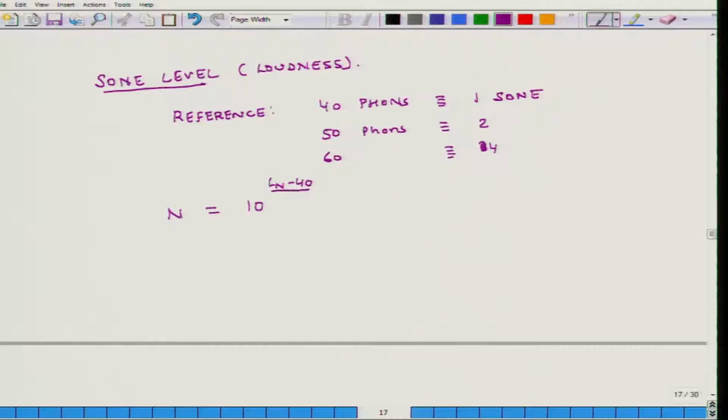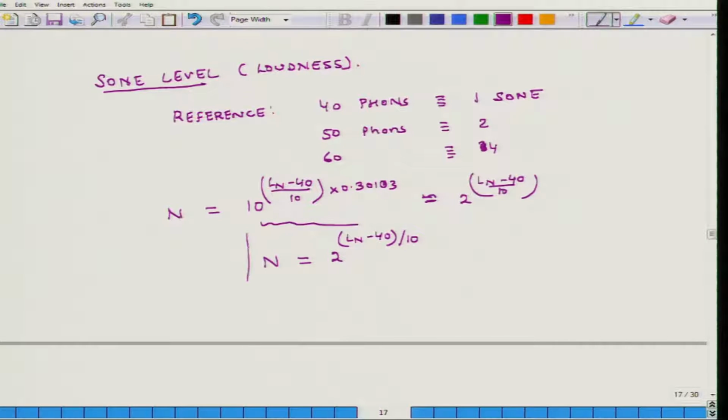ln minus 40. This is a formula, into 0.30103. Okay, and this is equal to, so what is 10 to the power of 0.3? What is log of 2? 0.3 or 0.30103. This is actually log of 2. So this approximates to 2 to the power of ln minus 40 divided by 10. So in an approximate sense, I can say n equals 2 to the power of ln minus 40 divided by 10. Let us explain this relation, where n is what?